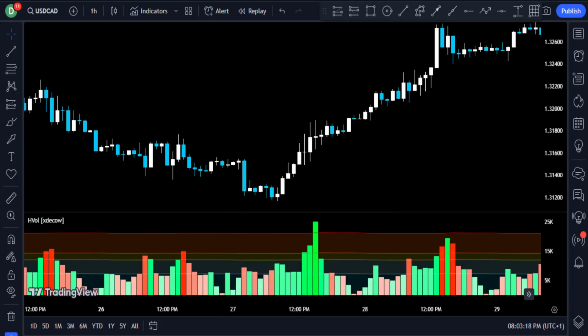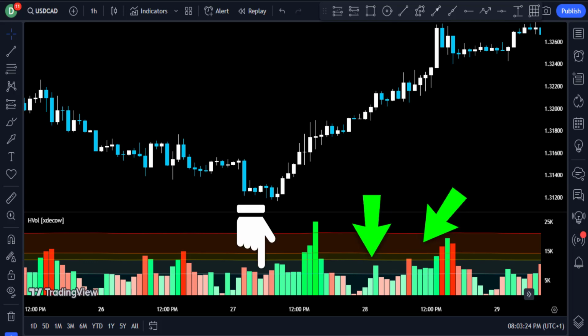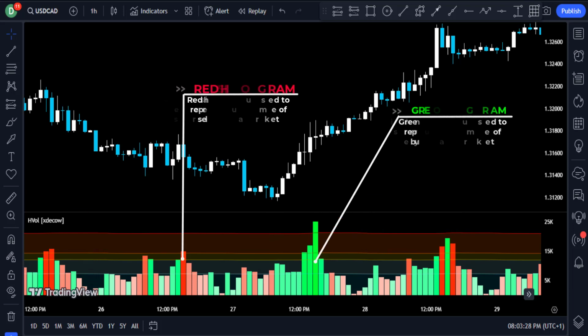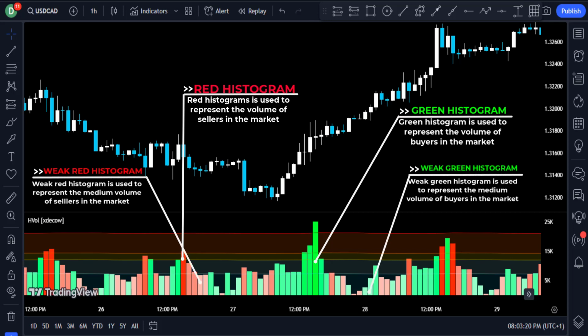Now, this indicator right here has different volume threshold zones, this being the highest volume zone, and the high volume zone. This is the medium volume zone, and this is the normal volume zone. This red and green histogram represents the highest volume of sellers and buyers in the bearish and bullish trend. And these light red and green histograms represent the medium volume of sellers and buyers in the market, which then contributes to the movement in the price of the assets.